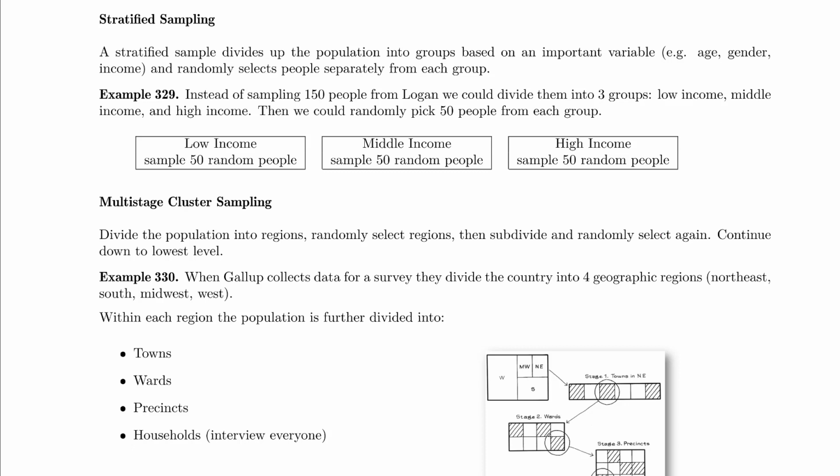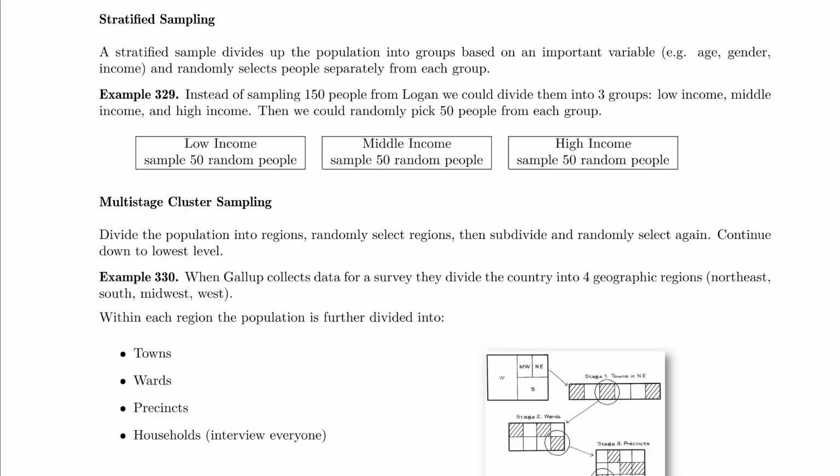So for example, instead of sampling 150 people from Logan, we could divide them into 3 groups. We could have low income, middle income, and high income. Then we could randomly pick 50 people from each group. So I try to make a graphic. Here's your low income, and you sample 50 random people. Middle income, sample 50 random people. High income, sample 50 random people.